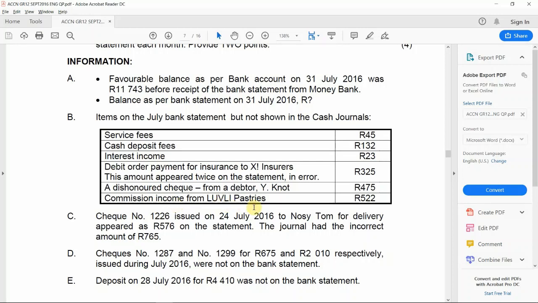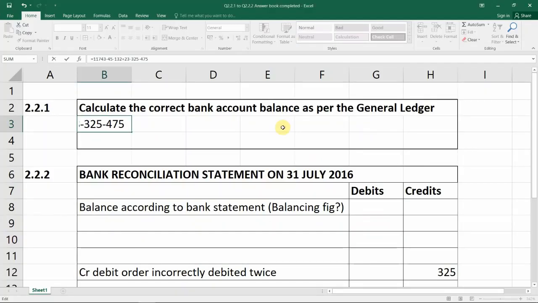Commission income from Lovely Pastries, 522. So we are only aware that we receive this once we receive our bank statement. It's an income, so the money in our bank should increase by 522.